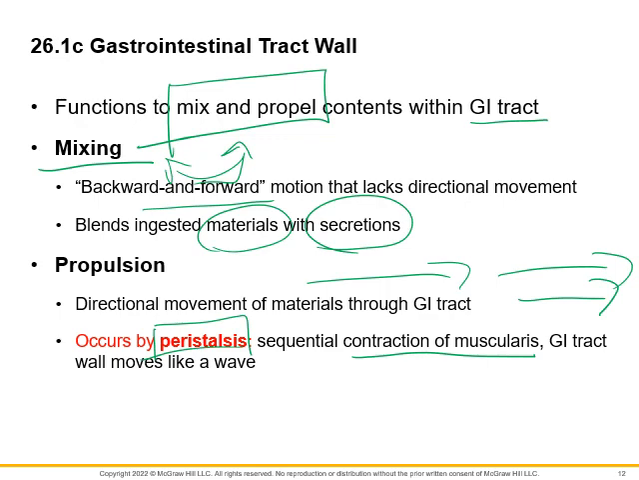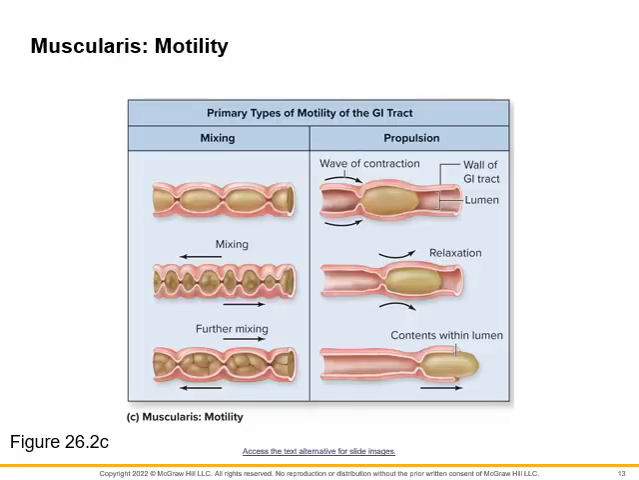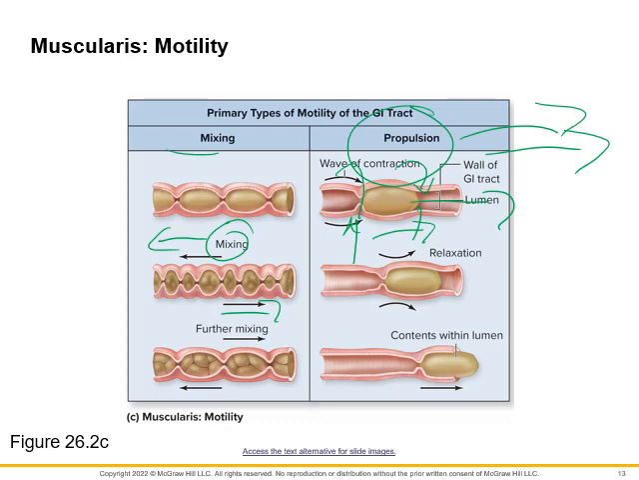So, sequential, alternating contractions of the muscularis, and the wall will kind of move wave-like. I think the image does a much better job of explaining the difference between mixing and propulsion. So here you can see the mixing part. Mixing, you're sloshing the material back and forth as it's moving. And the peristalsis, you have contraction, push. Then you have contraction, push. So they talk about propulsion being directional, whereas with mixing you have this kind of sloshing back and forth.